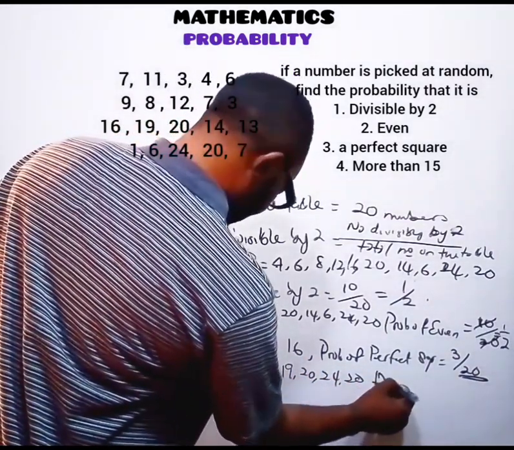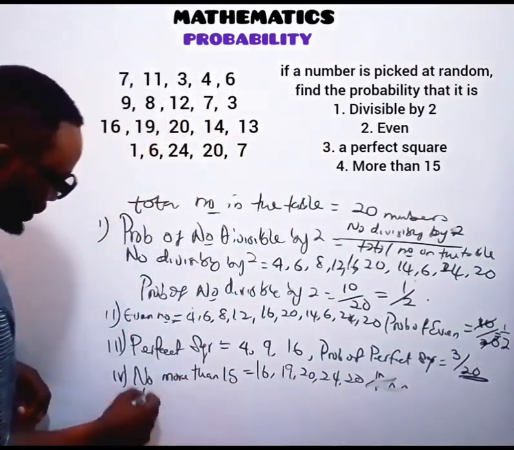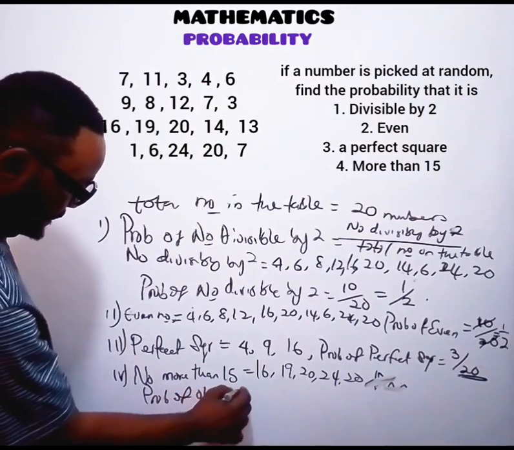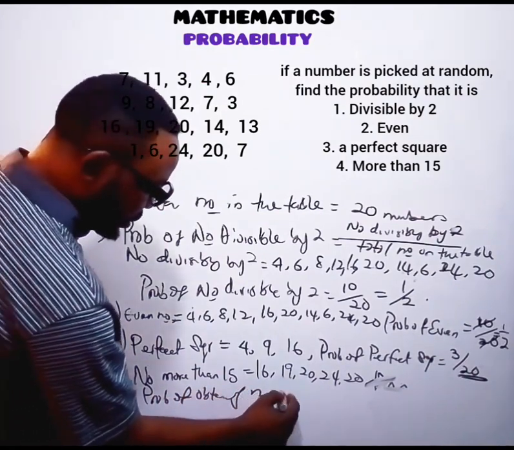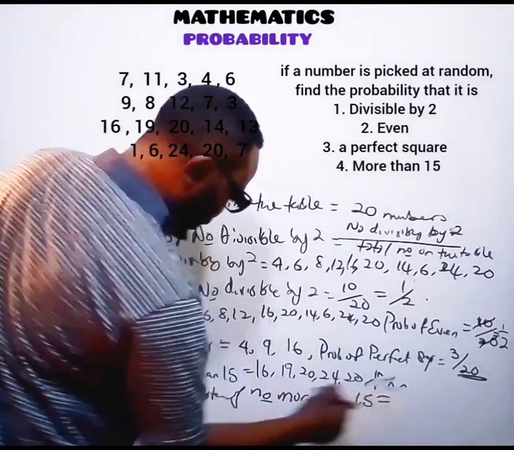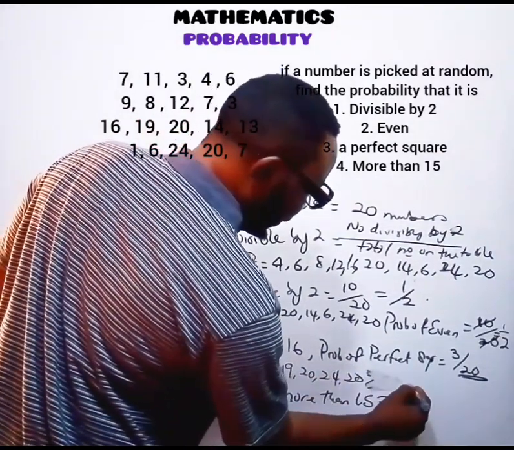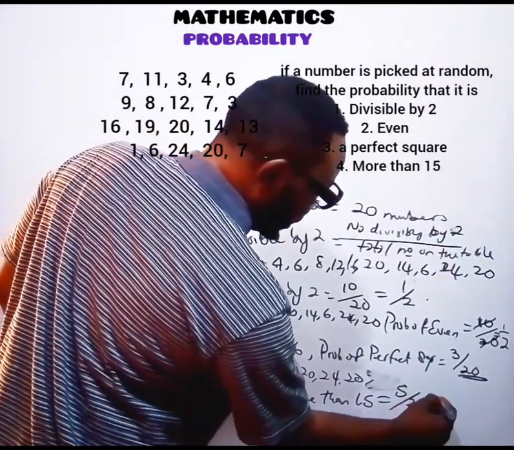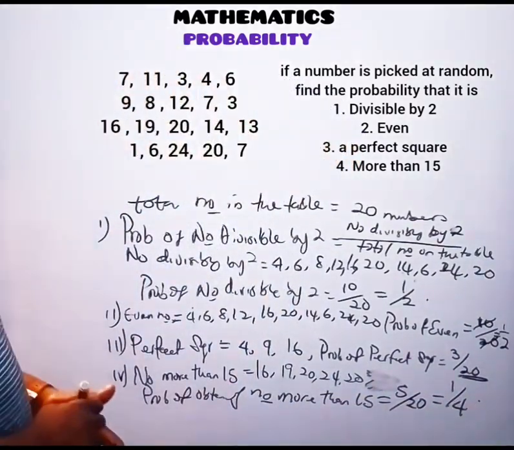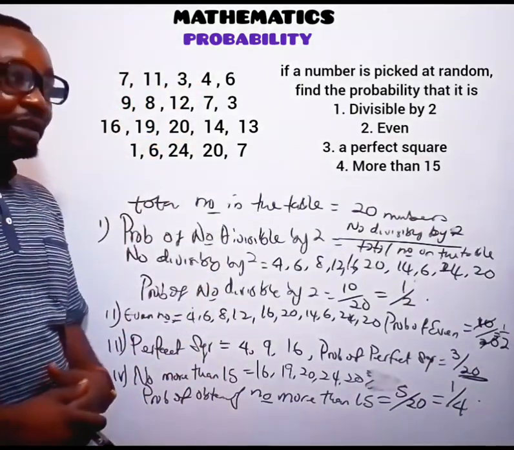So now the probability of obtaining numbers more than 15 will be equal to, how many numbers? 5 numbers, 5 over 20, which is going to be equal to 1 over 4. That is the answer to the question that we have here with the table.